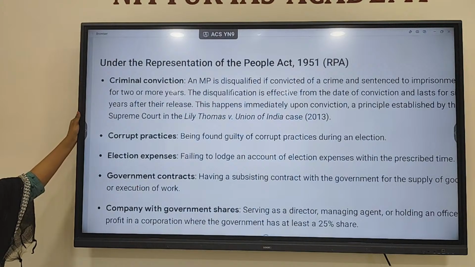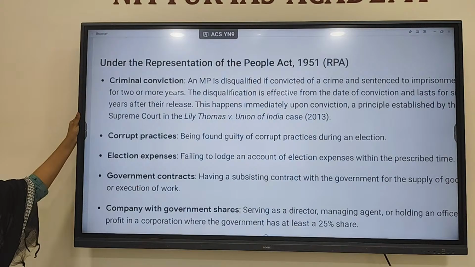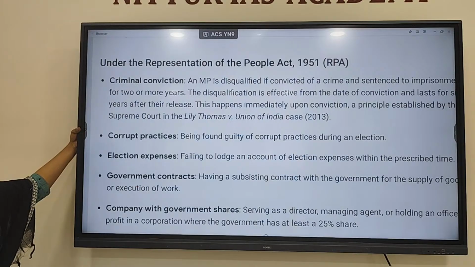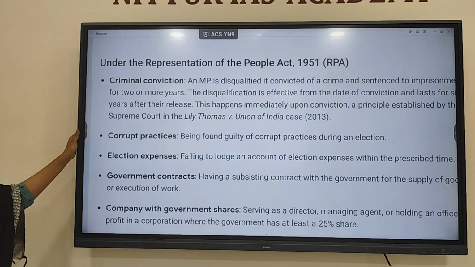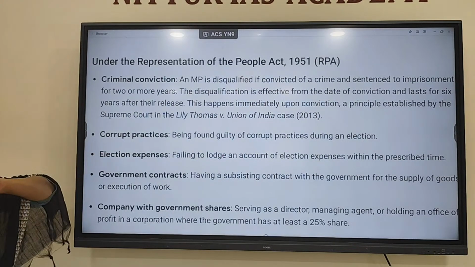During that time, if he is convicted of a crime and the court gives a sentence of more than 2 years, he will be disqualified at that moment. And once he is released, for 6 years he can't participate in any elections. He can't contest in any election. He can vote, but he can't contest for the election. Understood? Next, corruption practice.